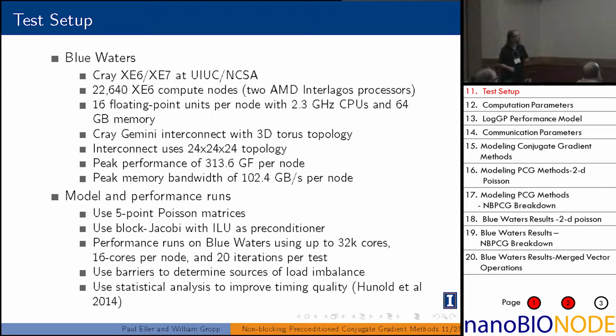As far as the linear systems go, we use 5-point Poisson matrices. We've tested some larger matrices, but in general, the ones with more points have a higher cost for the matrix vector communication. So this is pretty good for illustrating the methods. We use block Jacobi with ILU as a preconditioner. Basically, we use this because it's pretty simple. Later, we're going to look into some more complicated preconditioners. We do performance runs on Blue Waters using up to 32K cores, 16 cores per node, and we do 20 iterations of PCG per test. And from time to time, we also use some variations to try and locate the sources of load imbalance.